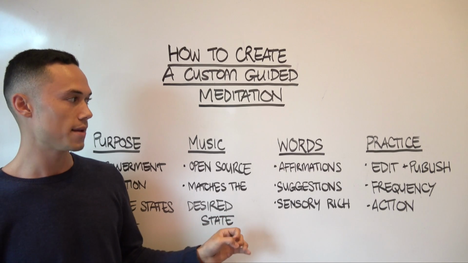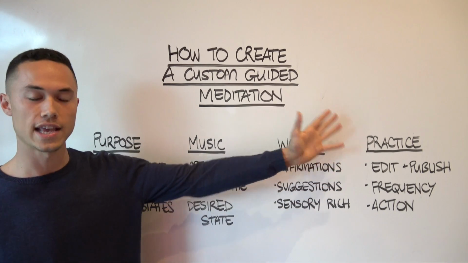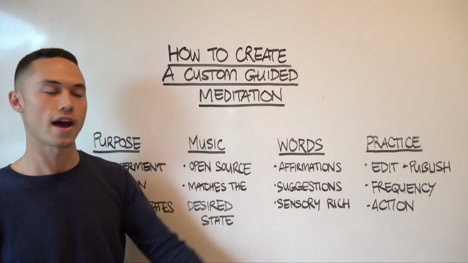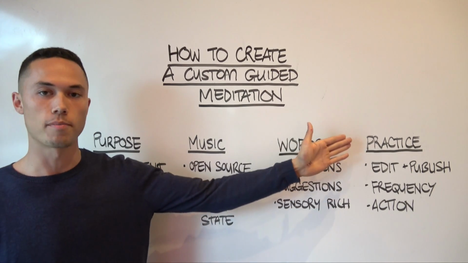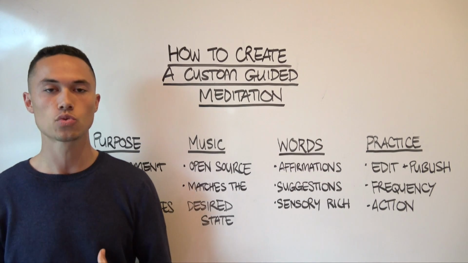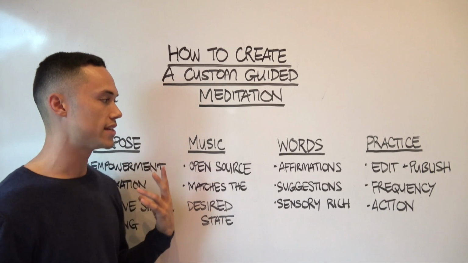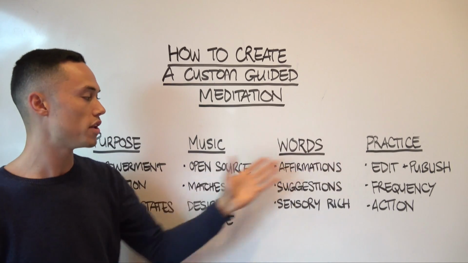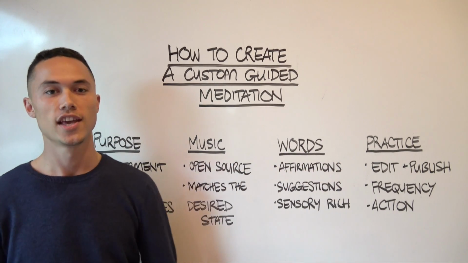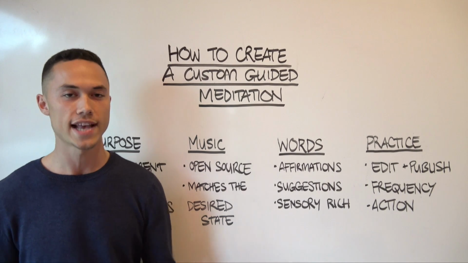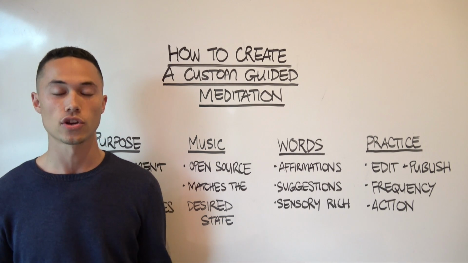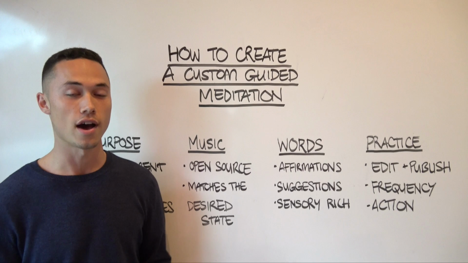And then lastly, after you've set all of this up, after you've got a good idea of how all of this works, you go to the practice part. So this is where you take the actual meditation and you put the words together with the music and then you edit it. You can use some great software like Audacity, there's movie editing software, or like Final Cut Pro.